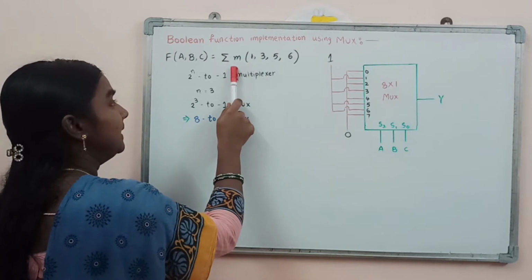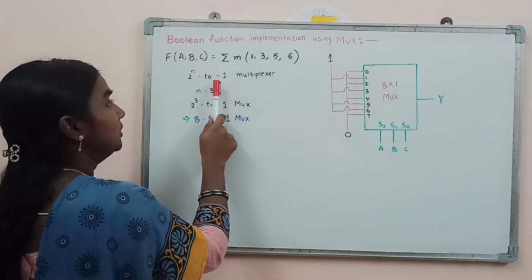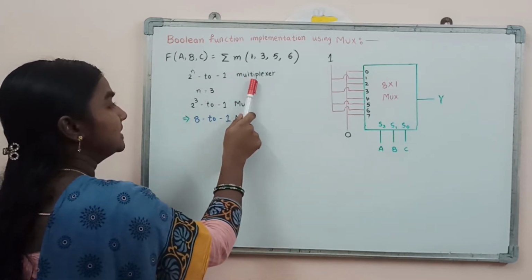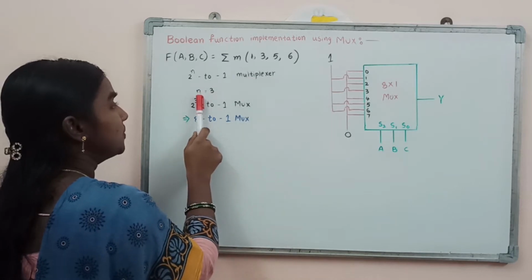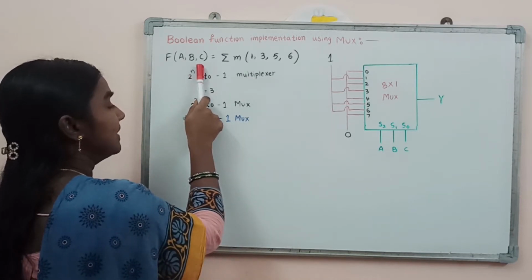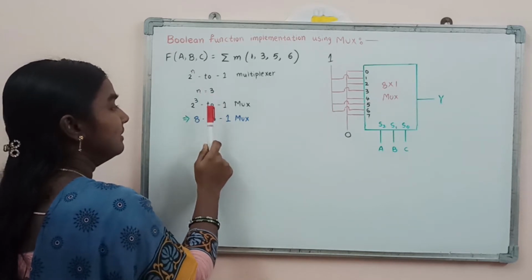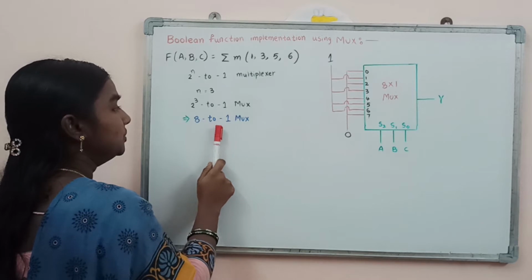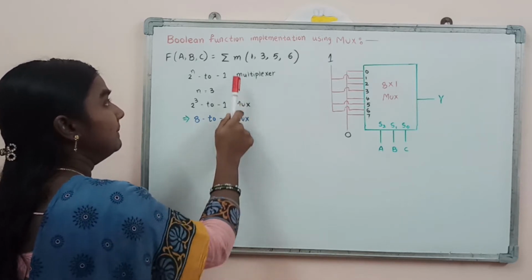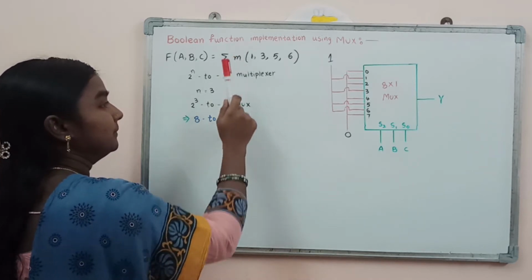This function can be implemented by using a 2 power n to 1 multiplexer. Here, n is the number of variables in this function. So, n equal to 3. Based on this, we are going to use an 8 to 1 multiplexer to implement this Boolean function.